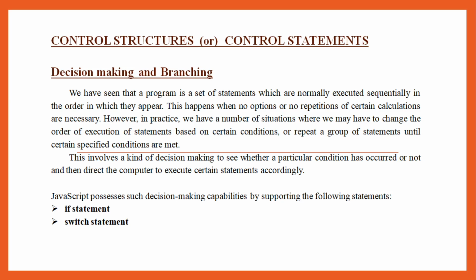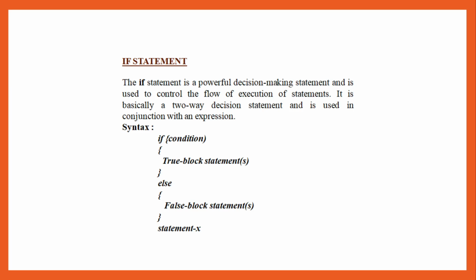In JavaScript, we have two types of decision making statements. One is if and the other one is switch. If is a powerful decision making statement and is used to control the flow of execution of statements. It is also called a two-way decision statement, and it is used in conjunction with an expression.